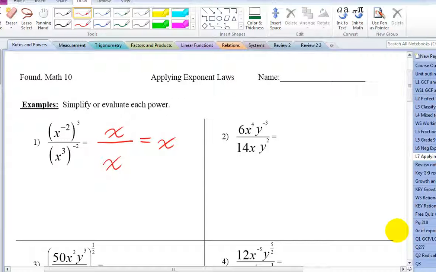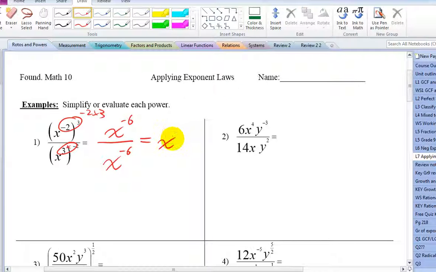Okay, so keep going. What's the answer for the top? And why? Yeah, you multiply -2 times 3, -6. You did that rule last year. Down below, same thing. For a power to a power, you multiply, and you get -6.